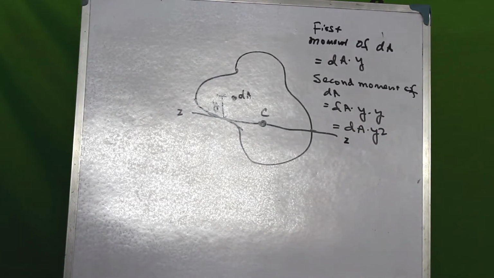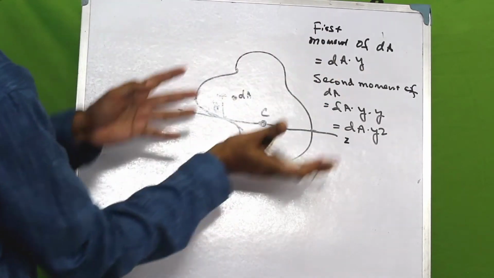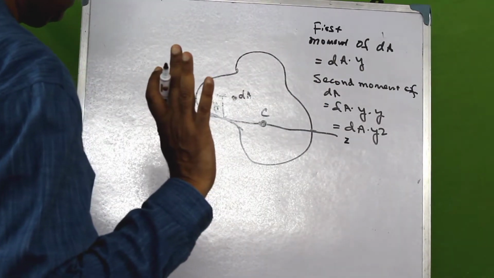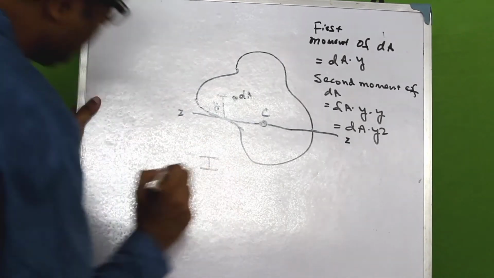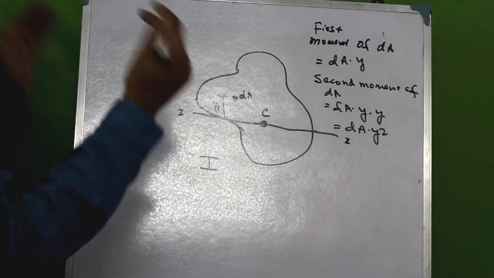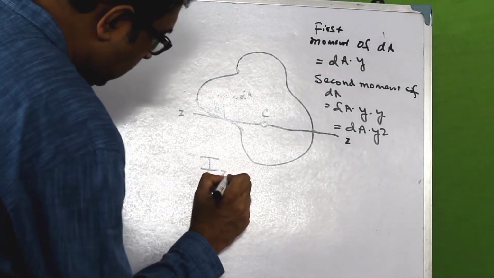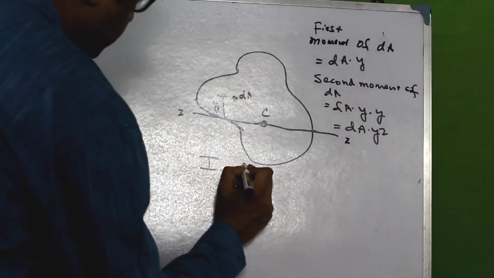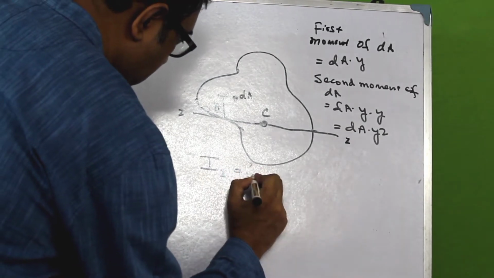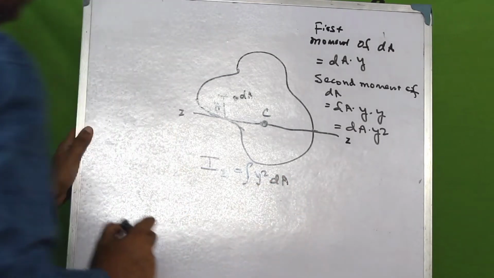Now, let us consider that we want to have the summation of all the second moment of all the elemental areas in this cross section, and that sum would be represented as the moment of inertia I. And since the moment of inertia, we are finding it about the z-axis, let us give it a subscript Iz, and so it would be represented as integration of y square dA.